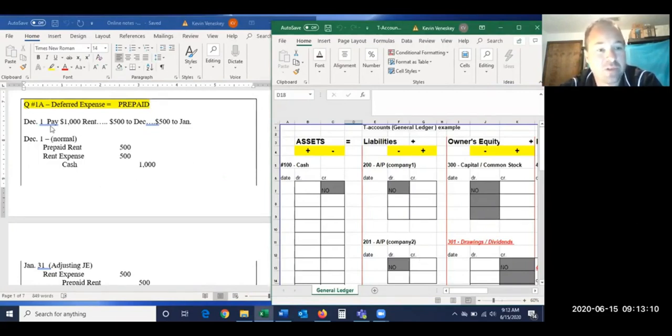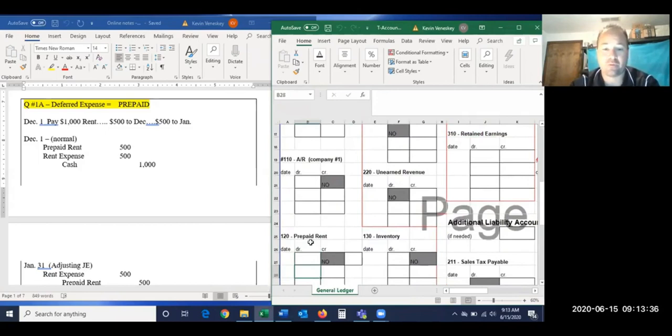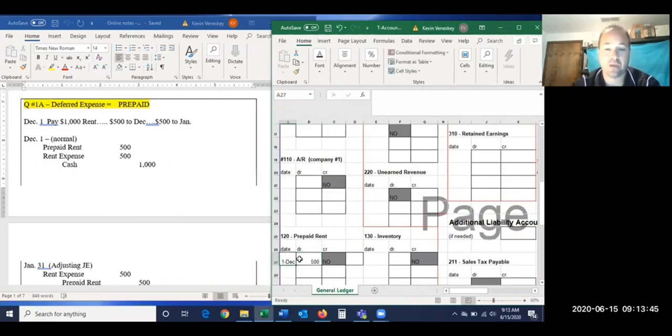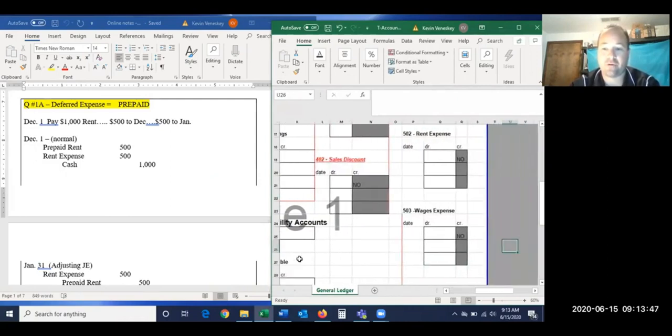All right, so on December 1, we're talking about deferred expenses. So what this means is we're going to get the benefit later. That's deferred. We're going to pay right now. All right, so we're going to pay $1,000 rent on December 1, and that includes 2 months: this month in December and next month in January. So my debits come down here to prepaid rent, and I would put in here on December 1 that I had $500. And then I also have $500 over here in rent expense.